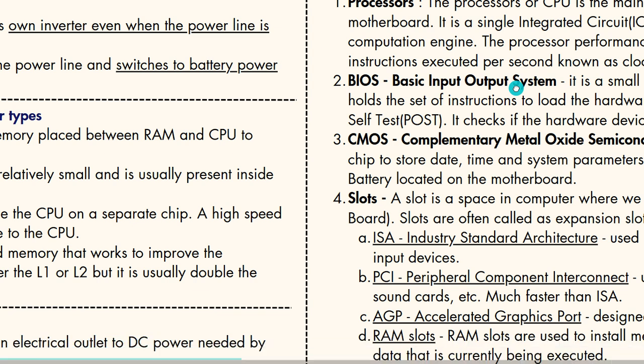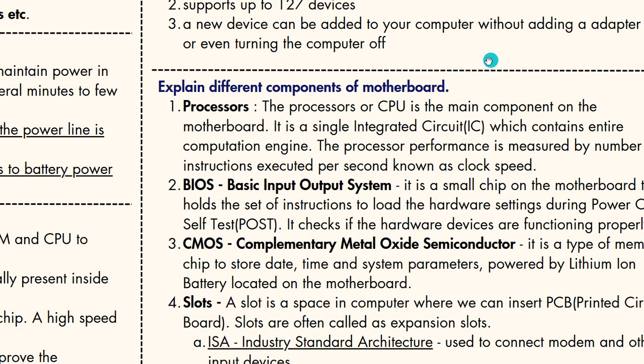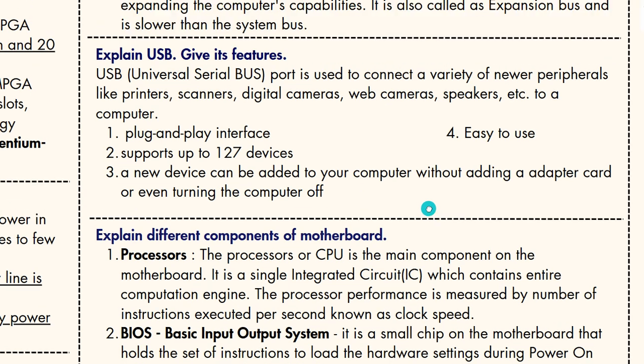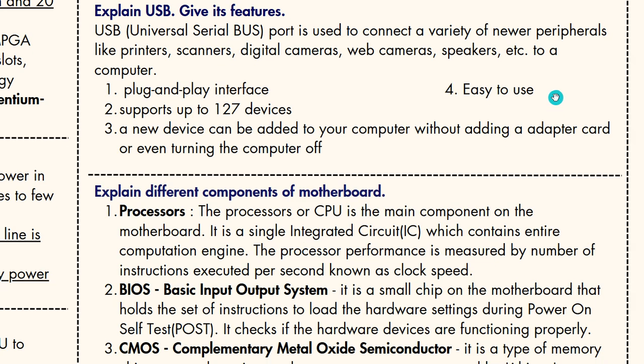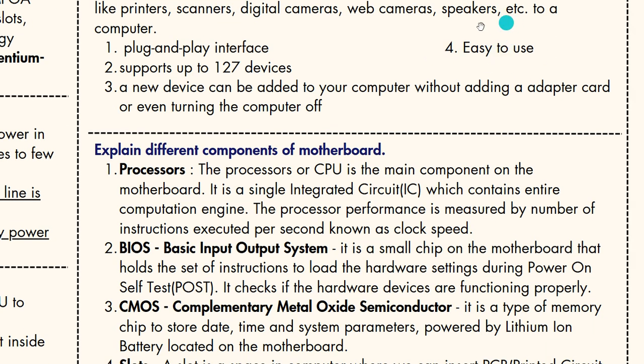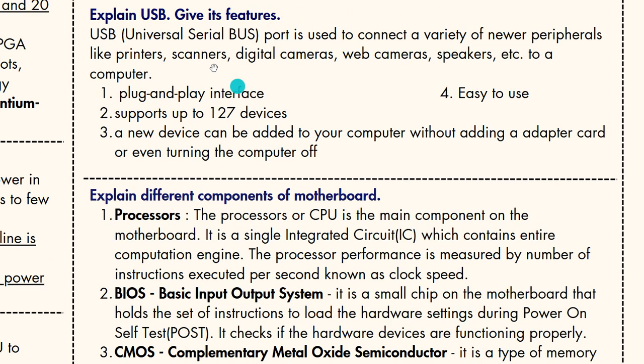Then we have our next question, which is USB, right? Explain USB, give its features. So USB full form is Universal Serial Bus. These full forms are also quite important, right? This port is used to connect a variety of newer peripherals like printers, scanners, digital cameras, web cameras, speakers, etc. to the computer.